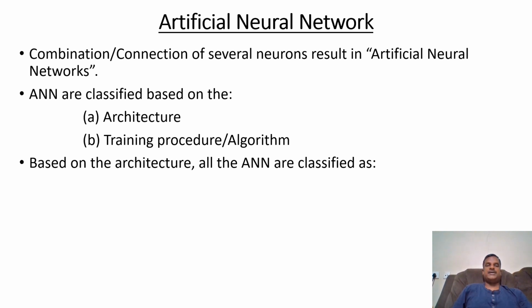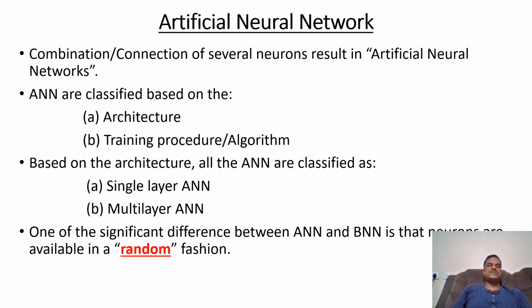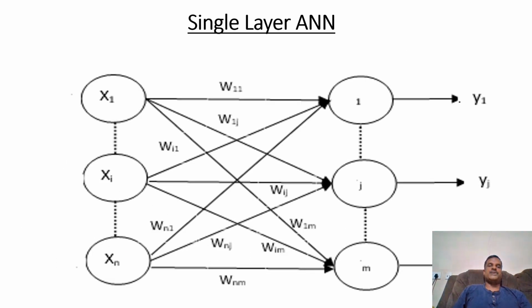First, let us have some idea on the architecture. Based on the architecture, all the neural networks are classified as single layer ANN and multi-layer ANN. Multi-layer ANN is the place where we have our deep neural network concepts also. One significant difference between artificial neural network and biological neural network is that neurons are available in a random fashion, but in our architecture, we are going to have everything in an orderly fashion. The reason is we are not able to mimic the exact biological neural network in an artificial way.